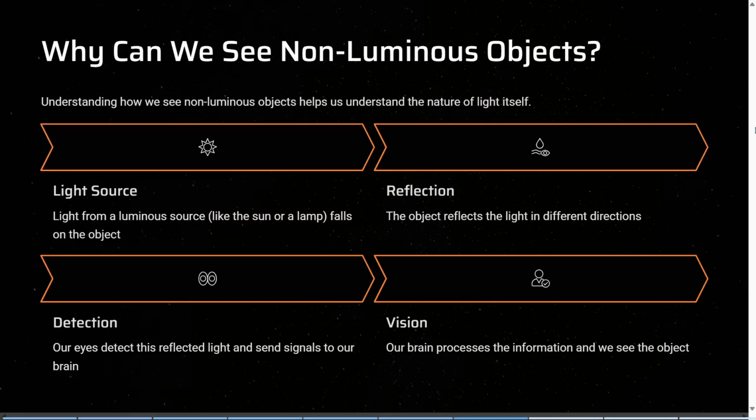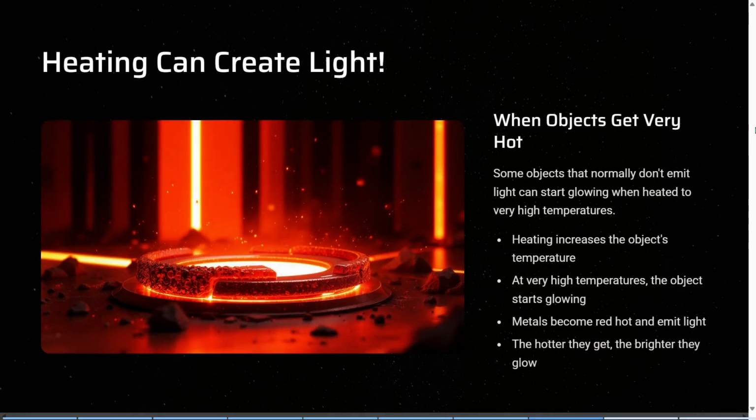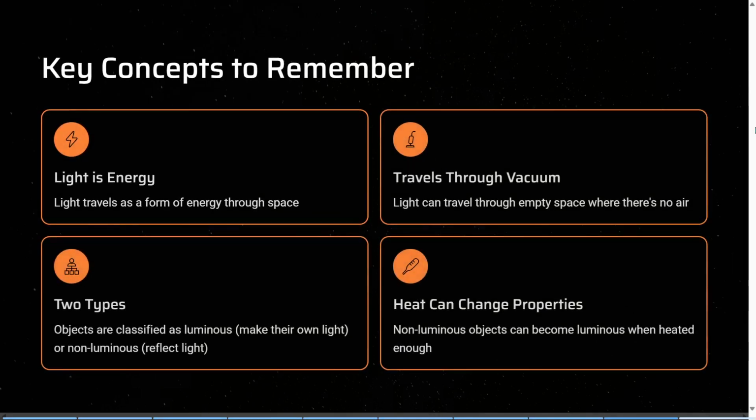Example: heated metals. Metals usually do not give out light. However, when metals are heated strongly, they become red hot and begin to glow. At this stage, they start emitting light. Change in properties. This shows that the properties of some materials can change under certain conditions. A non-luminous object can become luminous if its temperature becomes high enough.